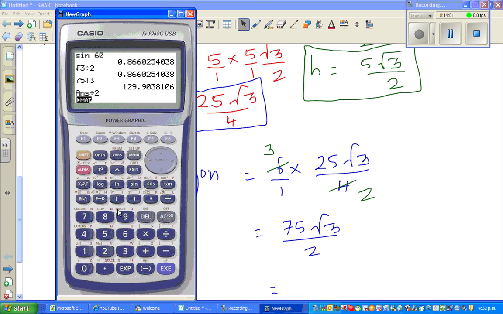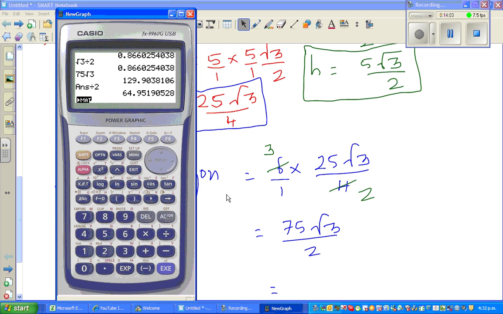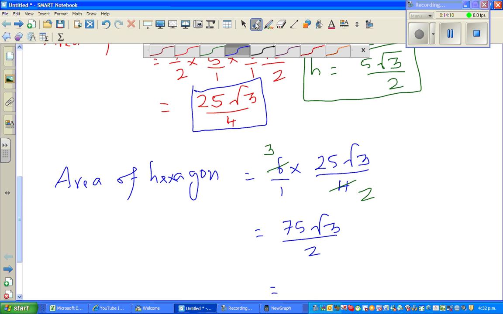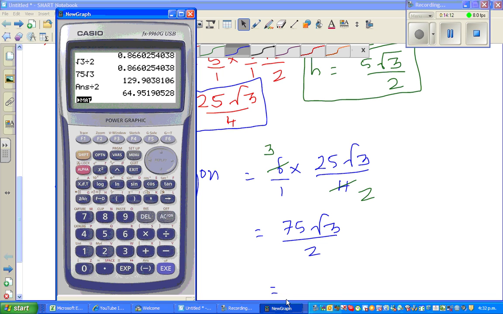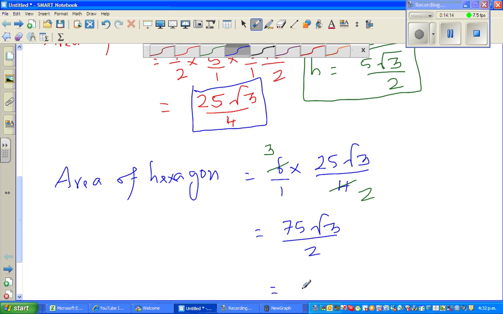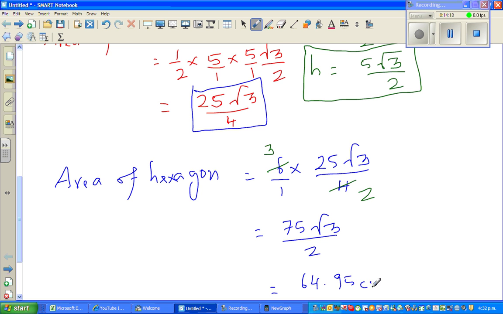So this divided by 2 is 64.95 centimeters squared. That is 64.95 centimeters squared to 2 decimal places.